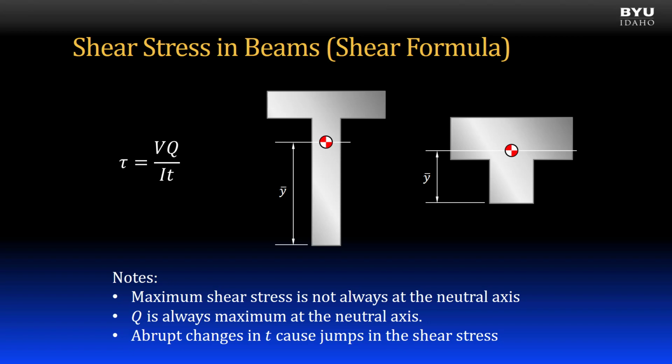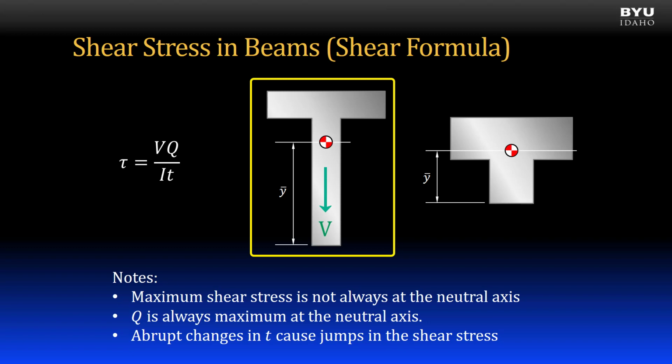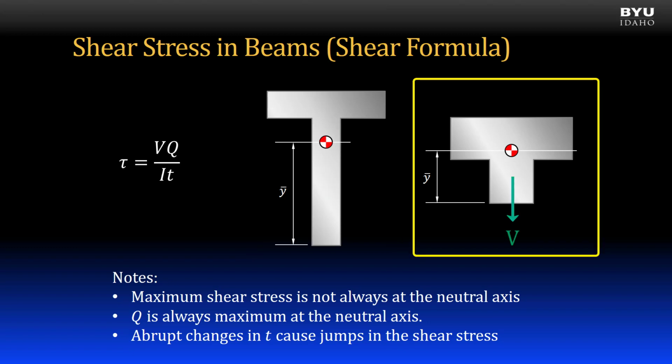Consider the two T-shaped cross-sections. In the section on the left, the neutral axis, and thus largest Q, corresponds to the smallest t in the cross-section, so the maximum shear stress will be at the neutral axis. In the section on the right, the neutral axis, and thus largest Q, is in a region with a large t. At a short distance from the neutral axis, there is an abrupt decrease in thickness t. It would be prudent to calculate shear stress both at the neutral axis with the larger t value and at the top of the stem with the smaller t value to determine which location has the higher stress.